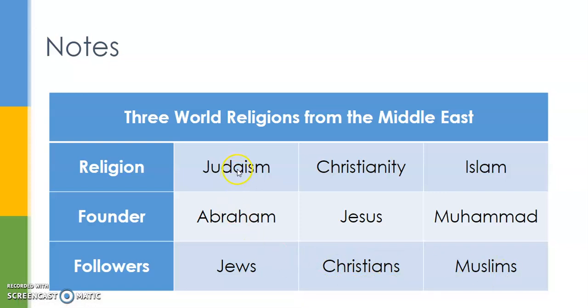So, for example, in the religion of Judaism, their founder is Abraham, and the followers of Judaism are called Jews. In Christianity, their founder is Jesus or Jesus Christ. Their followers are called Christians. In Islam, their founder is Muhammad, and their followers are called Muslims.